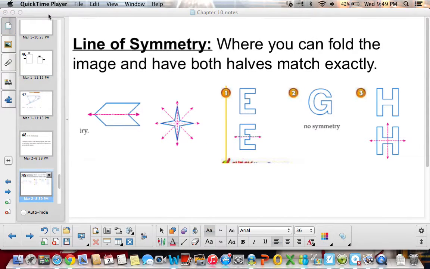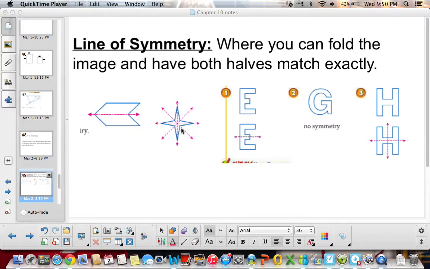So line of symmetry is one vocab word that you want to write down in your notebook. It is where you can fold the image and have both halves match exactly. So if we look at this figure right here, we can see if we draw a line right down the middle, we can flip it in half, and what you want to see is if it would go exactly on top of the other side, and then you know it's a line of symmetry.